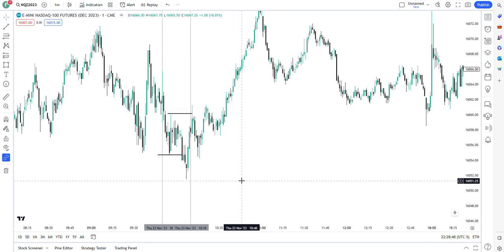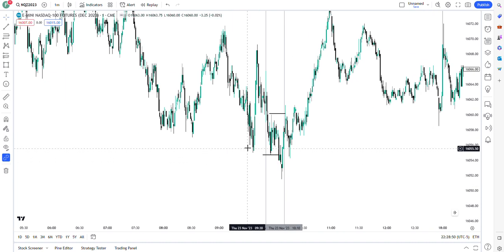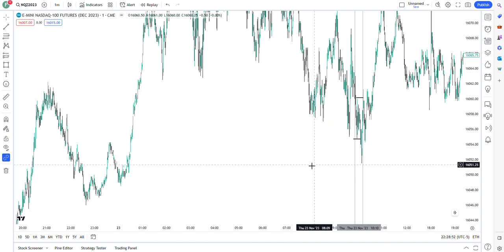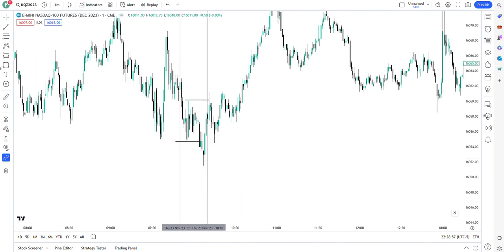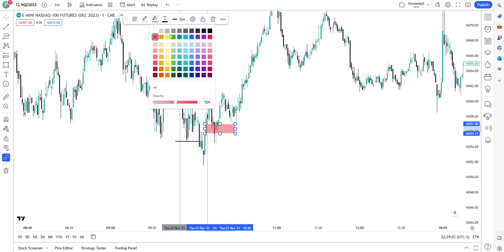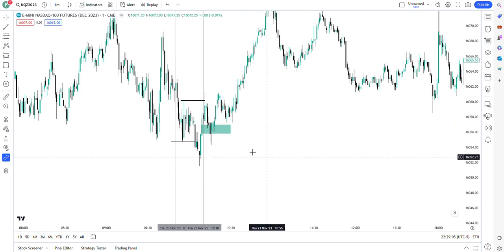And what else is this macro telling me? Well, it's telling me here that we've taken out some important sell side liquidity. We've had a market structure shift. Maybe now would be a time to go long or look for opportunities to go long. So that's how you use macros again. And there's your bullish fair value gap.